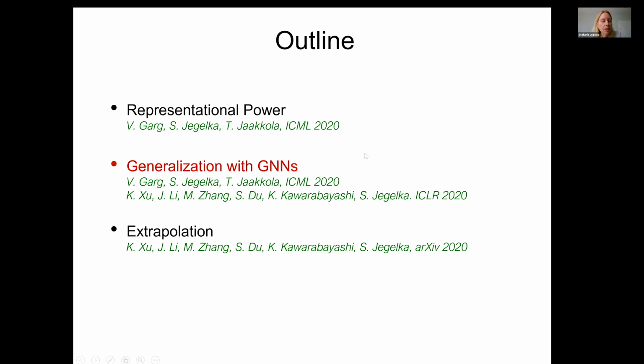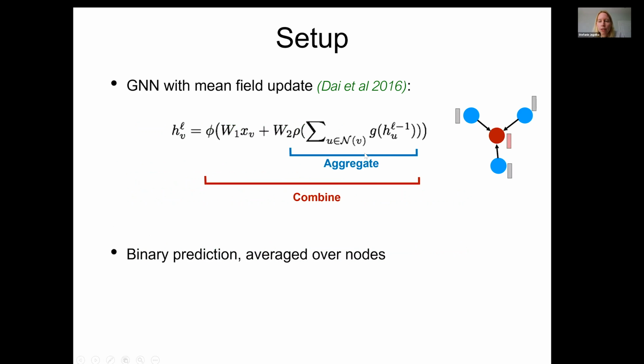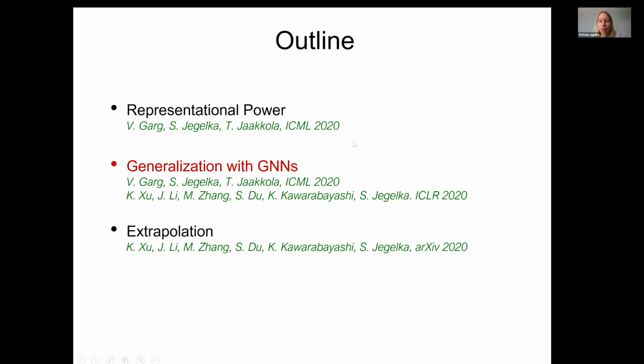Okay, so let me get back to the talk. Let's turn over to generalization with GNNs. There have been several generalization analyses of neural networks, and I'll first talk a little bit about Rademacher bounds.